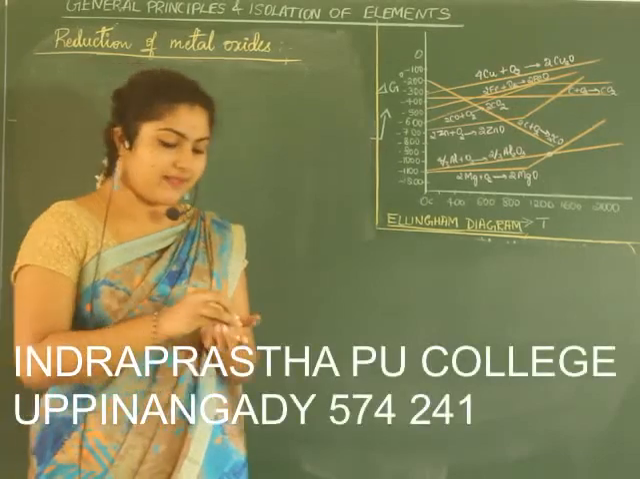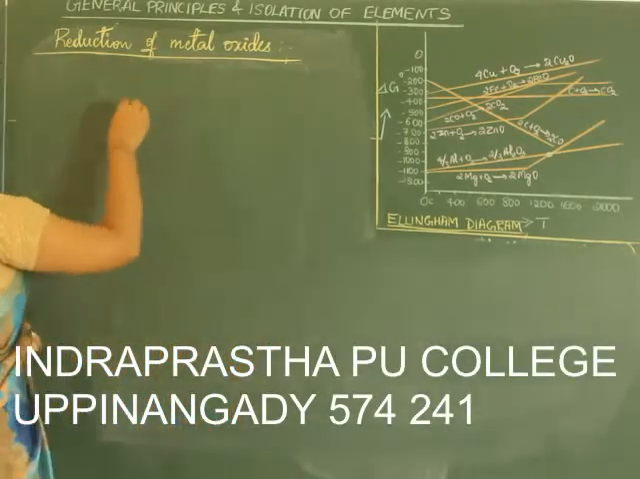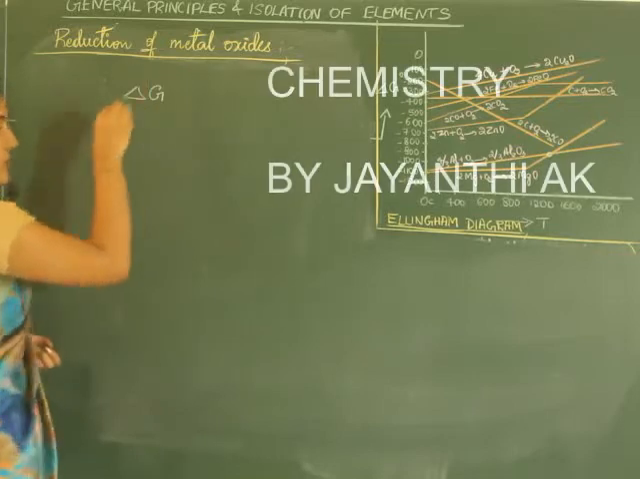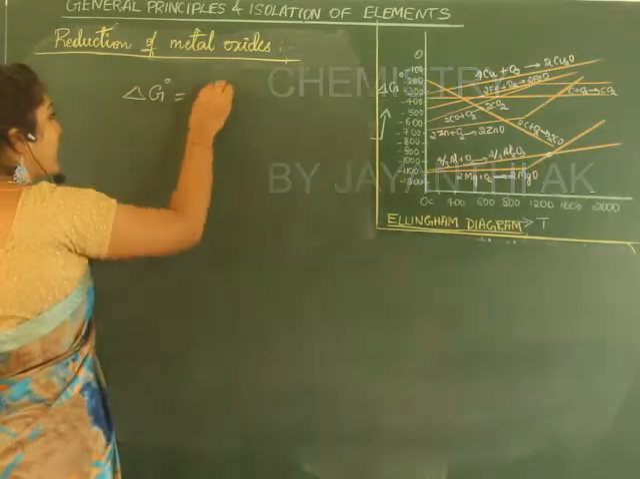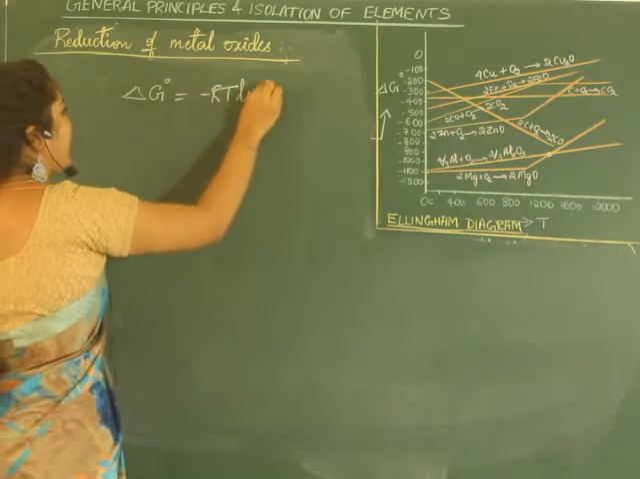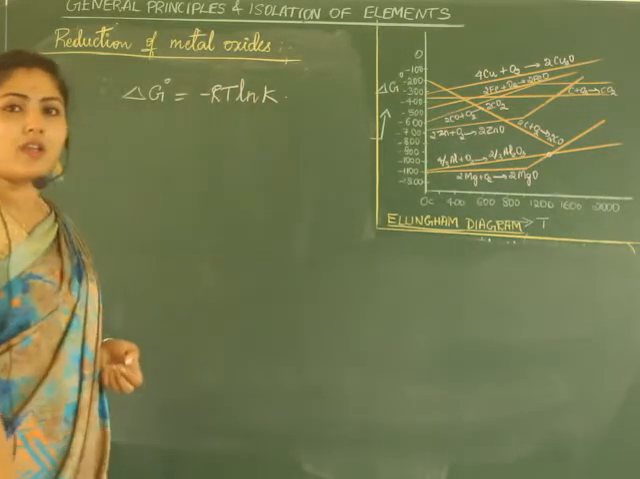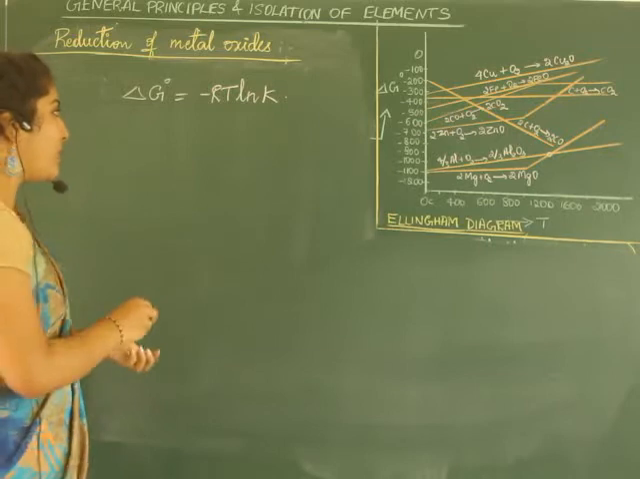One more method is again related to Gibbs free energy itself. Change in Gibbs free energy is equal to minus RT ln K. You also know this particular expression, which is related to equilibrium constant.